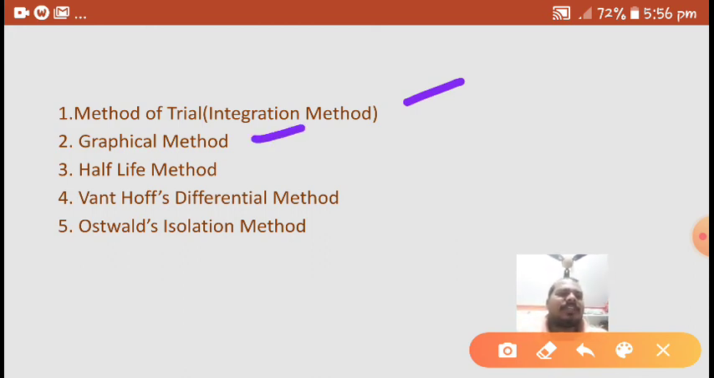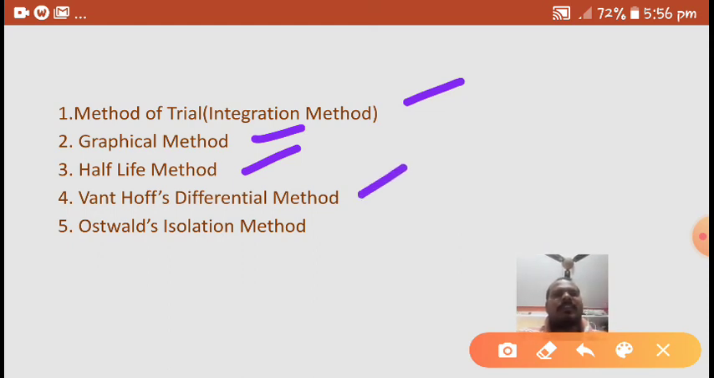In derivation of integrated rate equations also, we used this graphical method to calculate the rate constant of a reaction. And half-life method. So in the derivation of equation of half-life of first, second, third order and zero order reactions, we found out that there is a relationship between half-life and initial concentration of a reactant. So by that relationship we can calculate the order of a reaction.